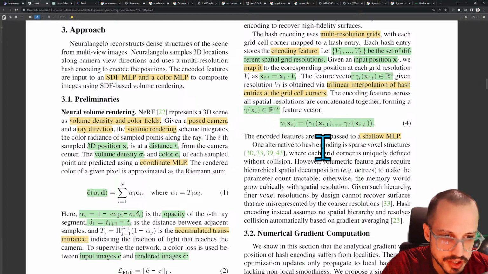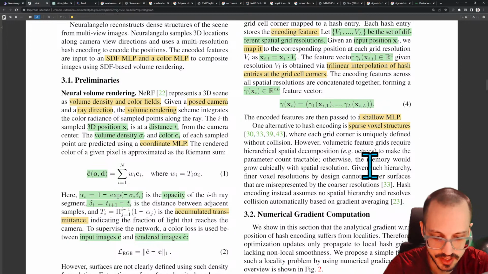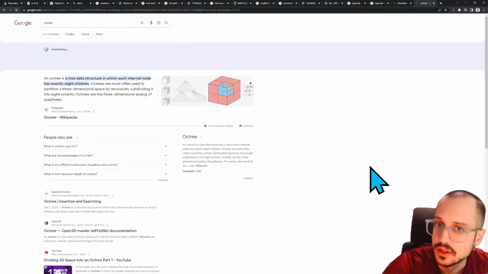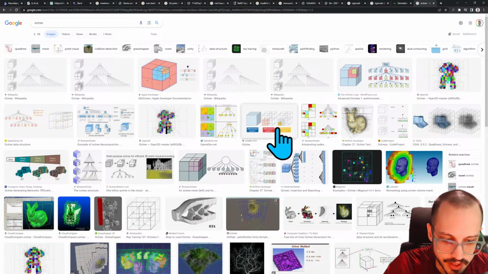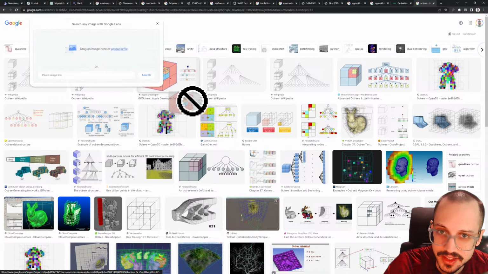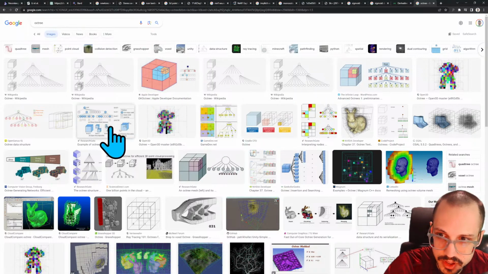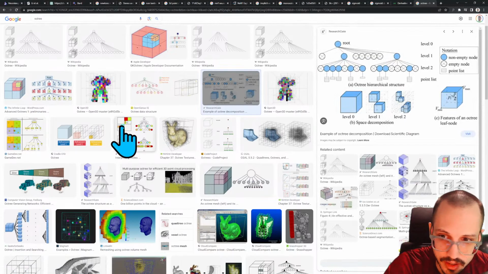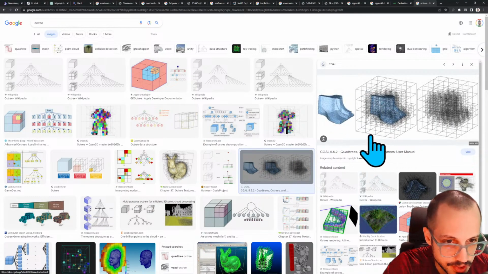One alternative to hash encoding is sparse voxel structures, so octrees. If you guys have ever seen these, they're really cool. I had to implement an octree as part of an interview question a very long time ago, so this is a classic interview question if you're applying for computer vision jobs. But an octree is basically using a tree structure.